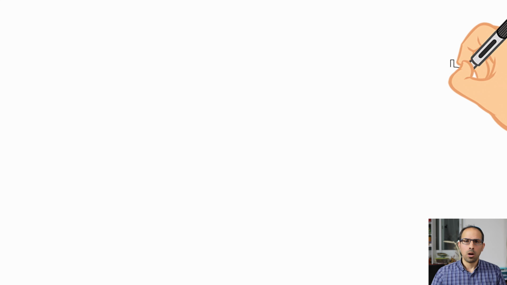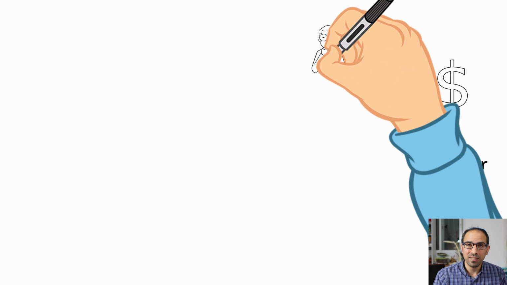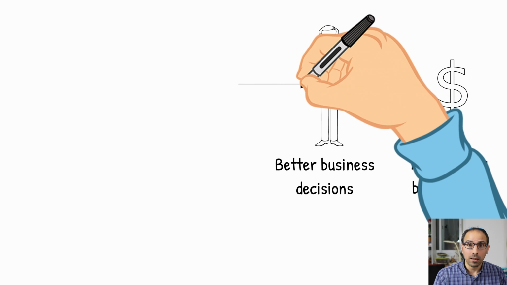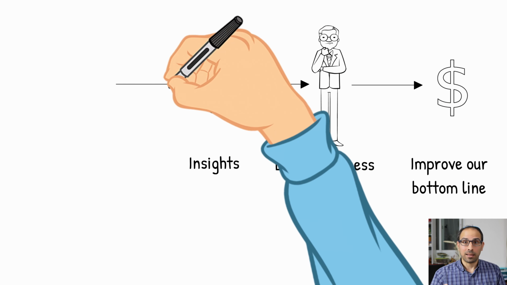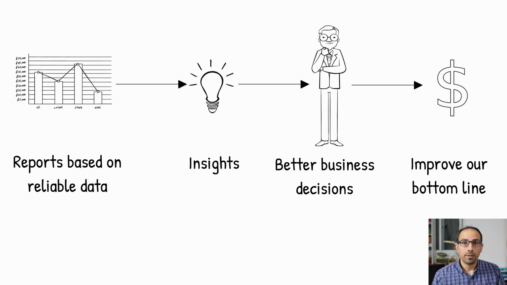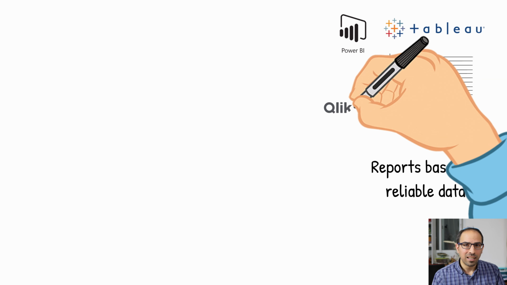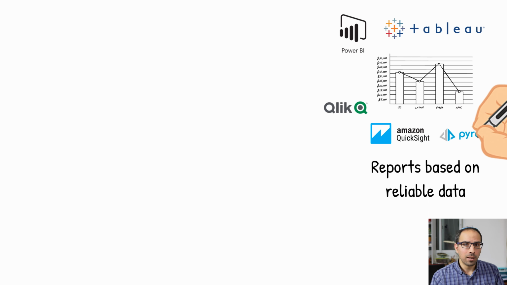Let's take a look at the data flow architecture when a data warehouse is involved. We start with our goal. We want to improve our business bottom line. For this, we need to have better business decisions. And for that, we need insights that come from reports that reflect reliable data. The reports are generated using BI tools such as Power BI, Tableau, Qlik, QuickSight, Pyramid, and much more. The BI tool that generates the reports needs data.